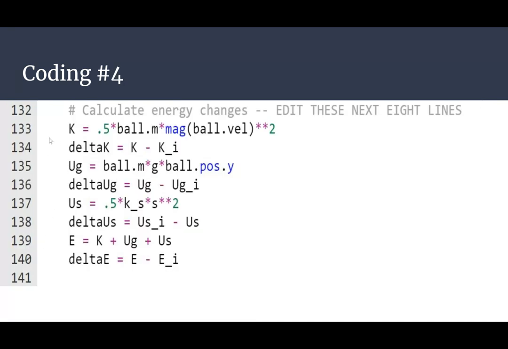On the fourth coding slide, I just found the difference between the new S, the new energy, and the initial energy for each one of them.